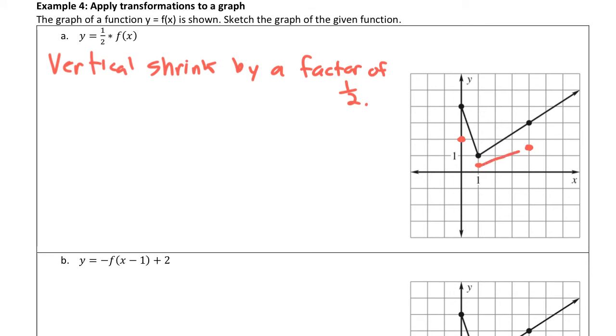So I have an arrow going to the right. I have just this segment right here. And it should make a little bit of sense that this graph is wider, all right? Vertical shrink makes a graph look wider.